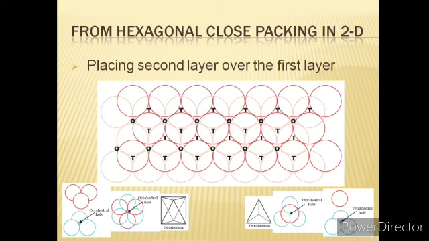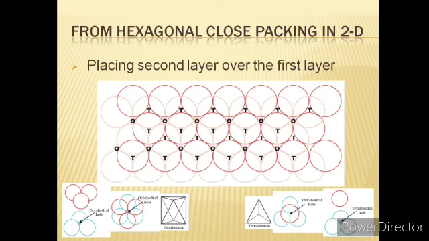the particles of the second layer are placed over the depressions of the first layer, such that some depressions get covered, like you can see depressions which are marked by T. They are covered by the particles of the second layer, whereas some depressions are still uncovered. Those depressions are marked by O. These spaces, these depressions formed in between, are called voids.